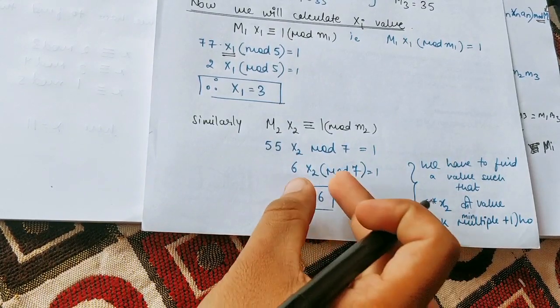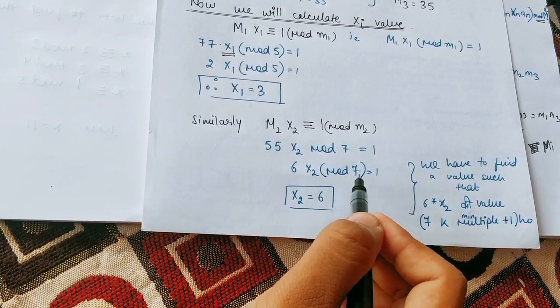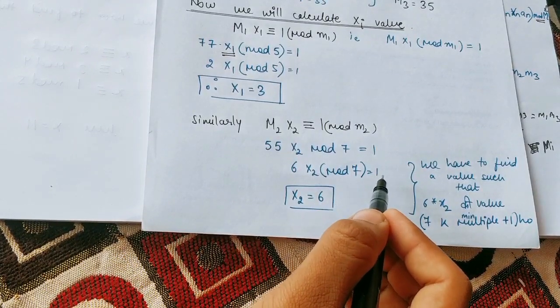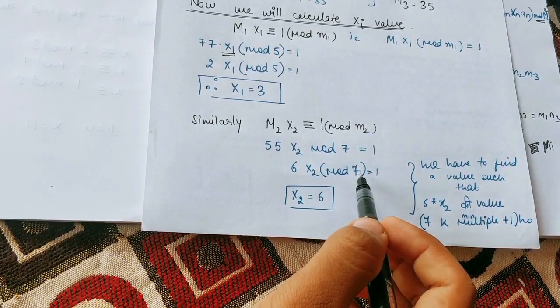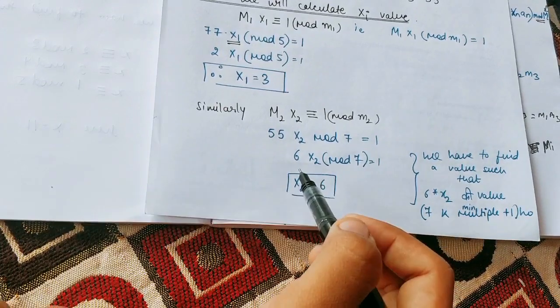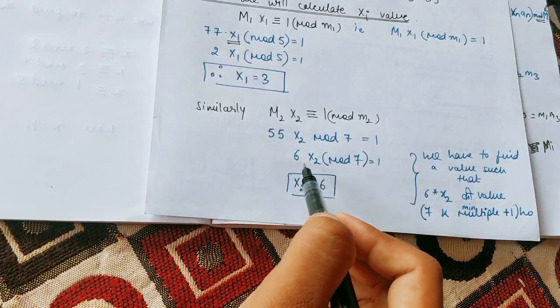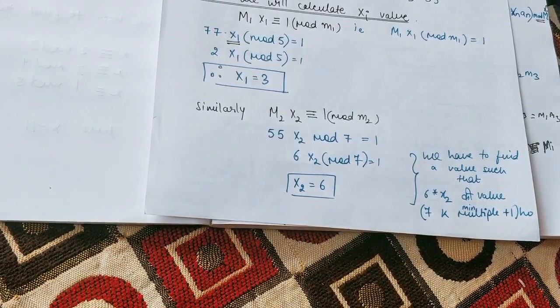So we are supposed to find a number x2 such that 6 into x2, when we divide that number by 7, gives a remainder of 1. Okay, so 6 sixes are 36, and when you divide it by 7, you get the remainder 1. This is the hit and trial technique you can use. So guys, you will become a pro when you solve these questions. For the time being, you might be feeling a little uncomfortable, but it will be easy.